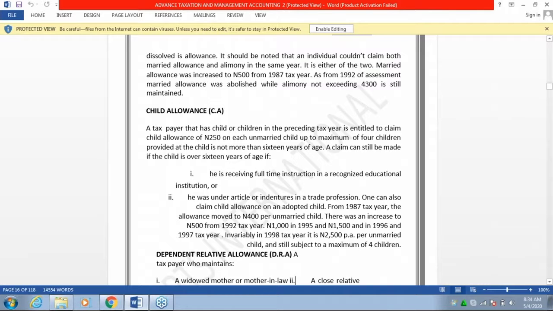So the allowance moved to 400 naira per unmarried child. Then there was an increase to 500 from the 1992 tax year, to 1,000 in 1995, and 1,005 in 1996 and 1997 tax year. So invariably in the 1998 tax year, it is 2,005 per annum per unmarried child, and still subject to the maximum of 4 children.